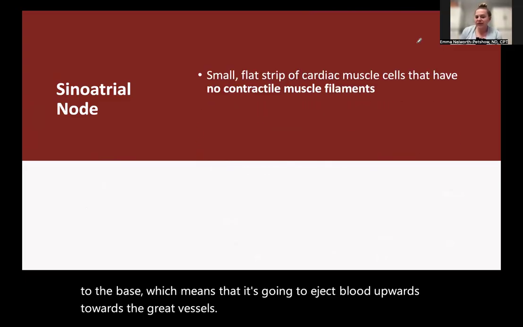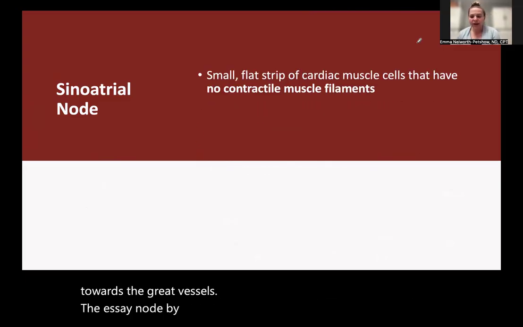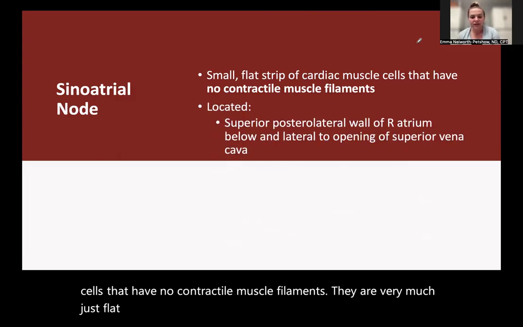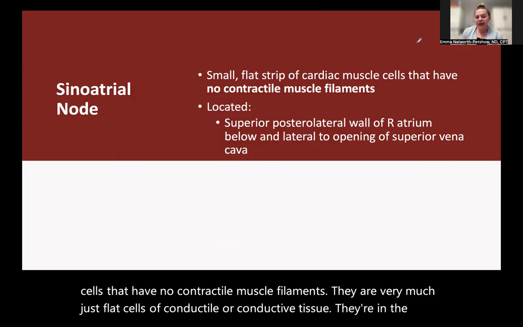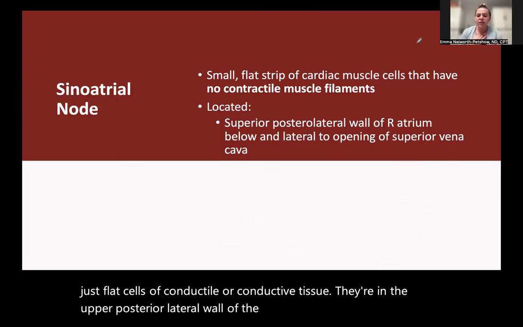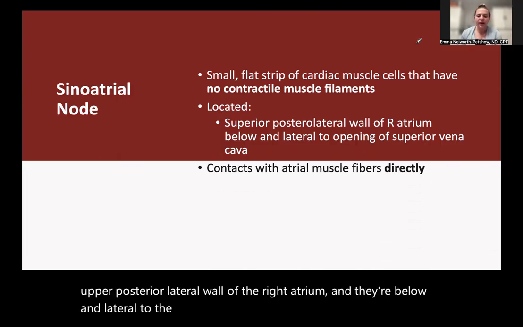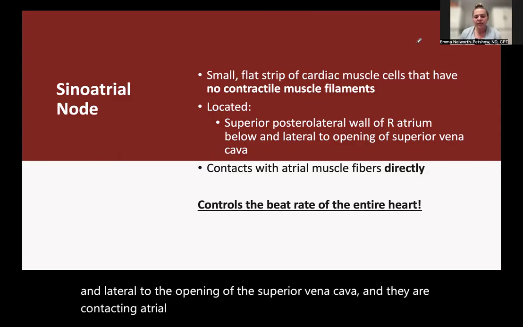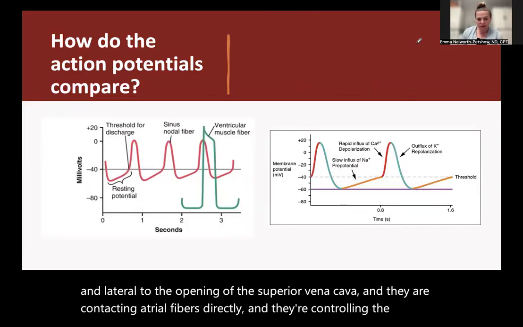The SA node, by definition, is a small flat strip of cardiac muscle cells that have no contractile muscle filaments. They are very much just flat cells of conductile or conductive tissue. They're in the upper posterior lateral wall of the right atrium, and they're below and lateral to the opening of the superior vena cava. And they are contacting atrial fibers directly, and they're controlling the beat of the entire heart.